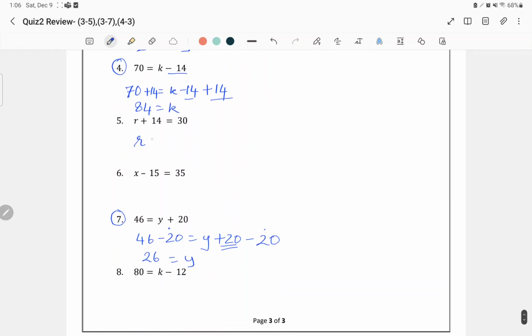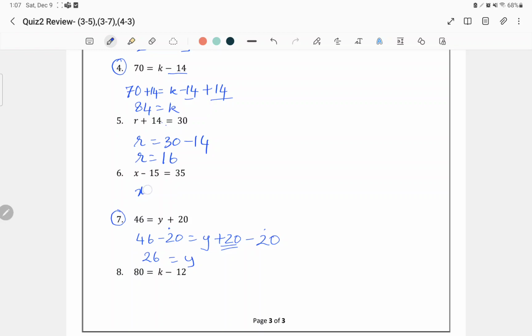Here I will have r equals 30 minus 14. The same way I make a minus 14 here on the left side, minus 14 on the right side, then plus 14 minus 14 cancels out, and what remains here is r equals 30 minus 14 is 16. You can check. 6 plus 4 is 10. You have a 0. 1 plus 1 is 2 plus 1 is 3, so it's correct.